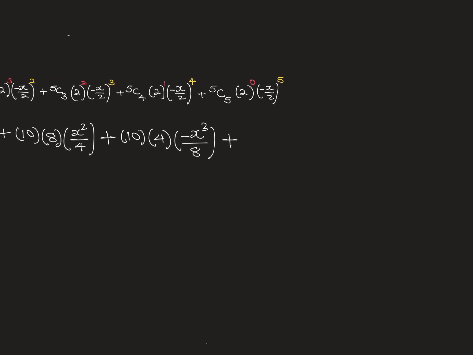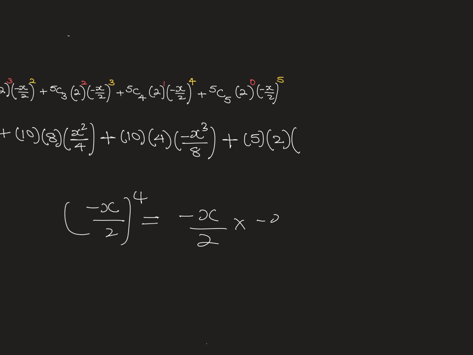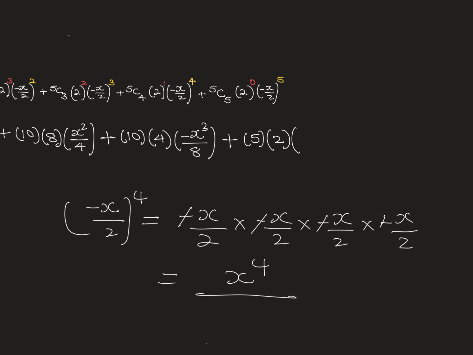Okay, plus 5 combination 4 is 5, into 2 to the power 1 is 2, into minus x over 2 to the power 4, same as minus x over 2 multiplied four times. So the negatives will cancel in pairs, and you're going to have x to the power 4 all over 2 times 2 times 2 times 2 is 16. So that will be a positive value of x to the power 4 over 16.